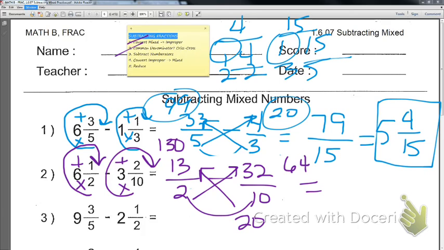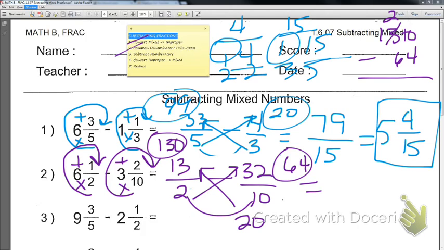Found common denominators. Now let's subtract our numerators. We're taking 130 minus 64. I'm going to do it up here. 130 minus 64. I can't take away 4 from 0, so I need to borrow from the 3, and that makes it a 2. Carry the 1. 10 minus 4 is 6. 12 minus 6 is 6, so it's 66 over 20. The denominator stays the same.